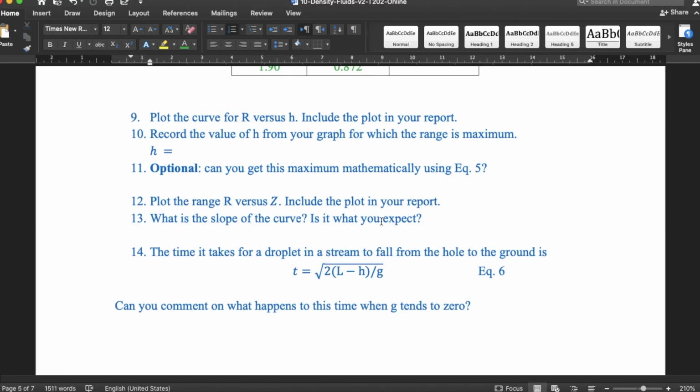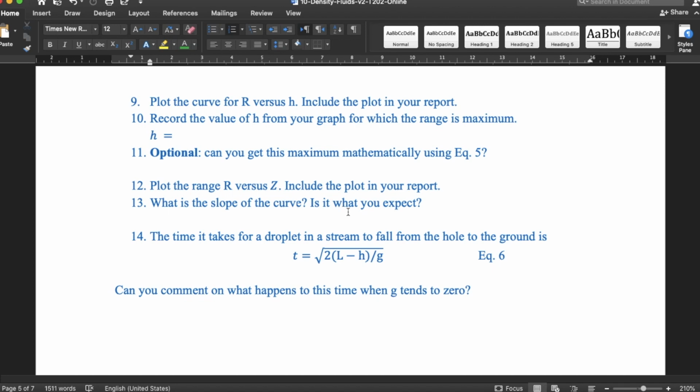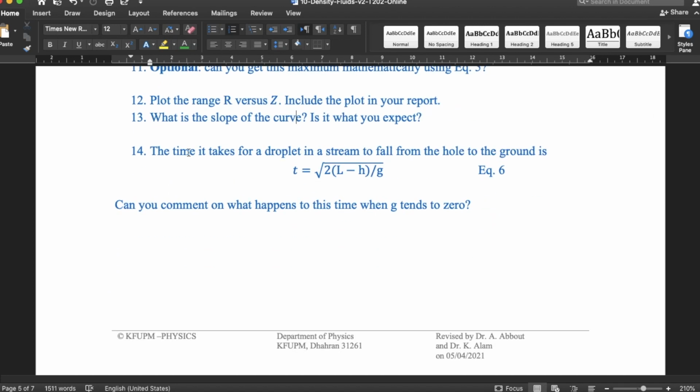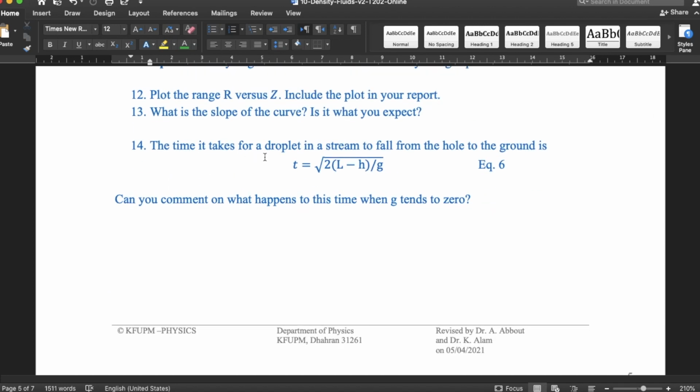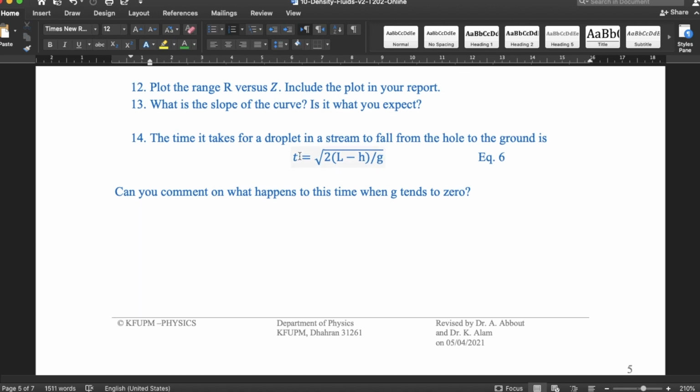Okay, what's the slope? What does it represent? Is it what you expect? And also, this is a discussion question: the time that it takes for a droplet to fall from the hole is given by this relation. What would happen if g goes to 0?